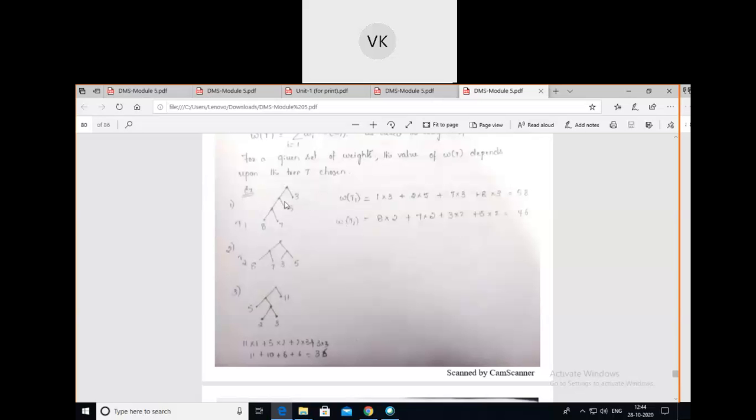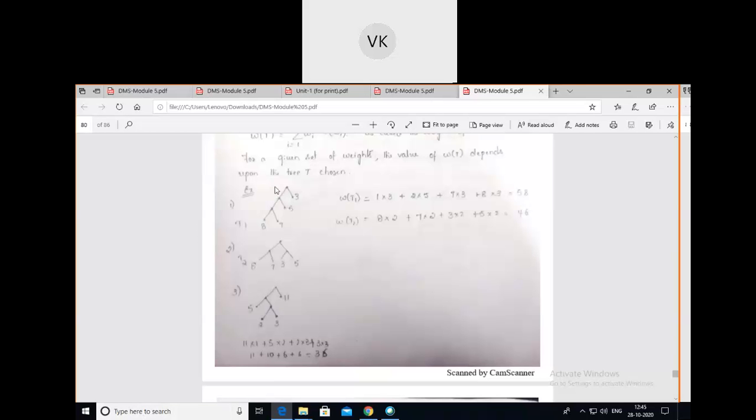This is a tree here. For the nodes he has given some values: 8, 7, 5, 3. All these are the weights of the respective nodes here. The question he is asking is: find the weight of the tree here.